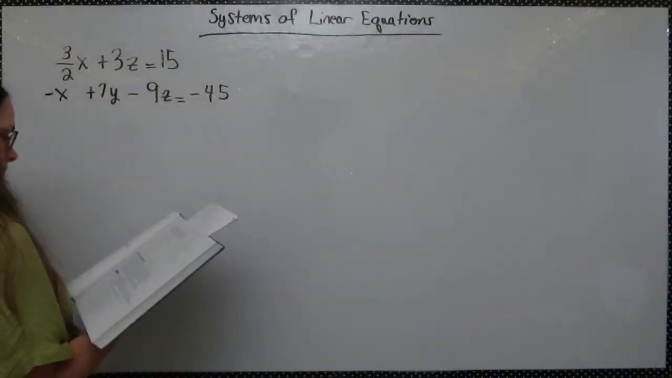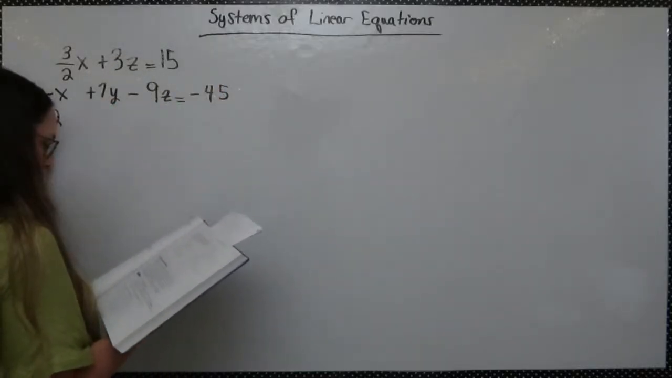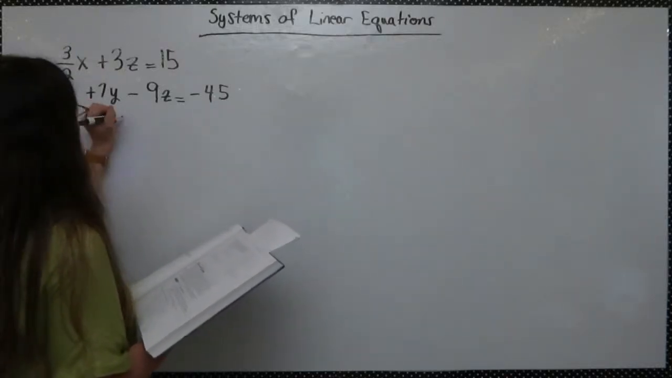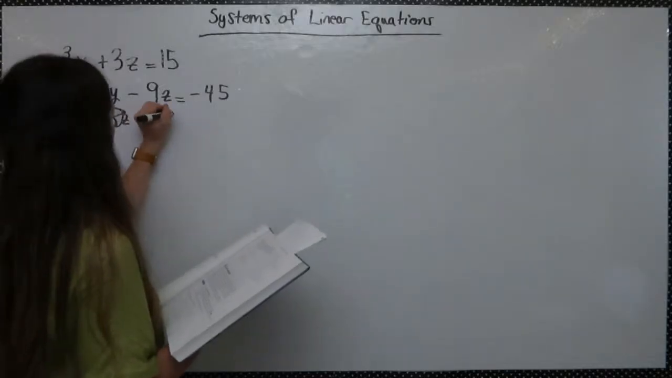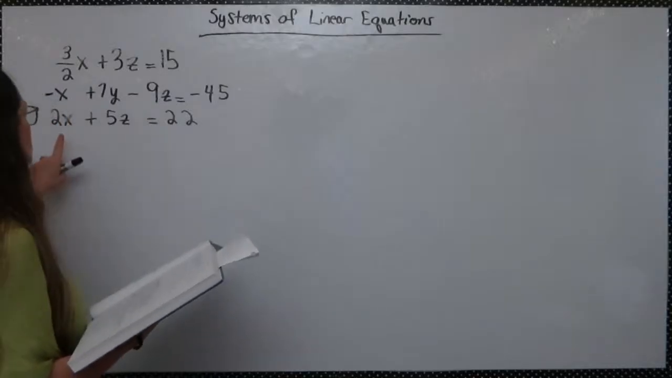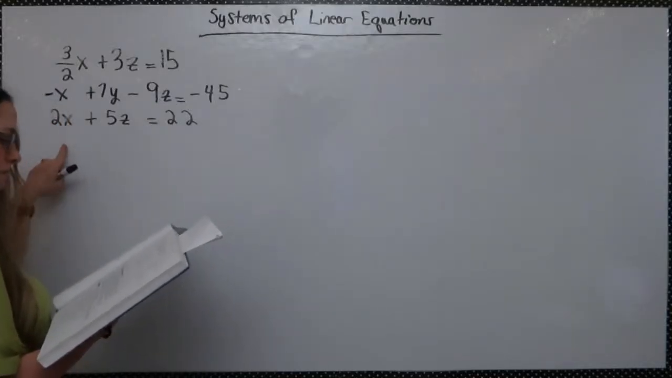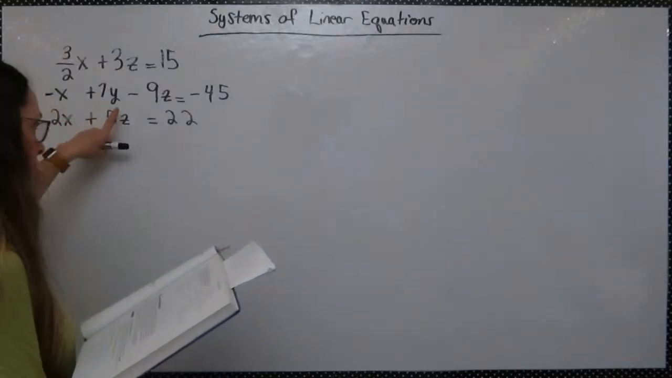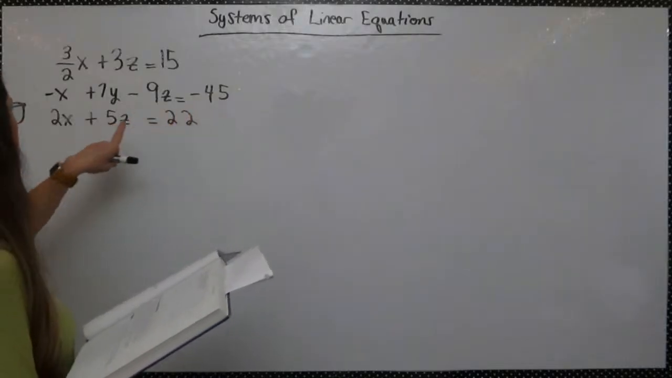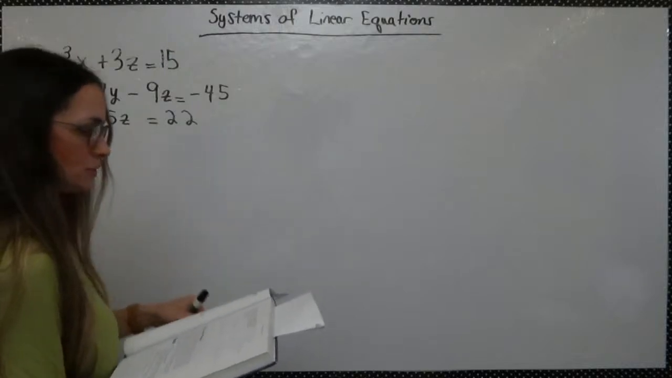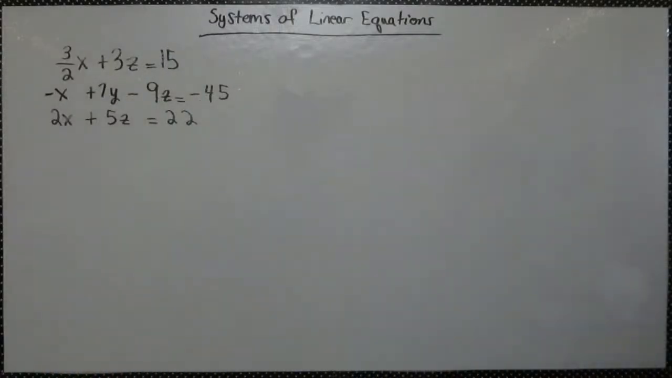And then I have 2x plus 5z, and that is equal 22. Make sure I wrote it down correctly. 3/2 x, 3z, 15, negative x plus 7y minus 9z equal negative 45, and then 2x plus 5z equal 22. Right, and I have not done any work on this problem.